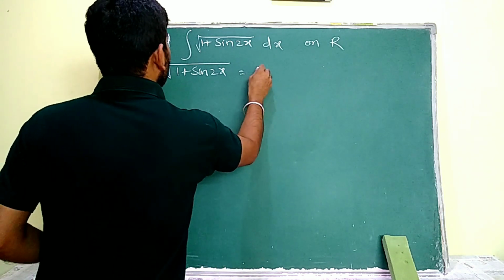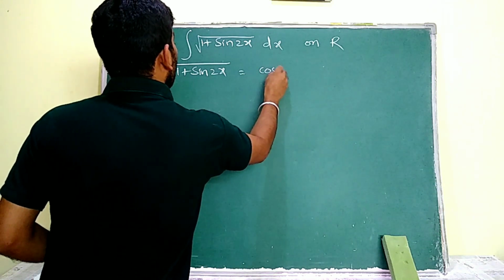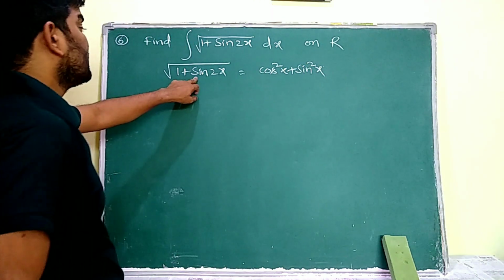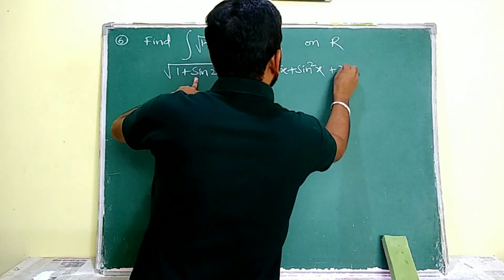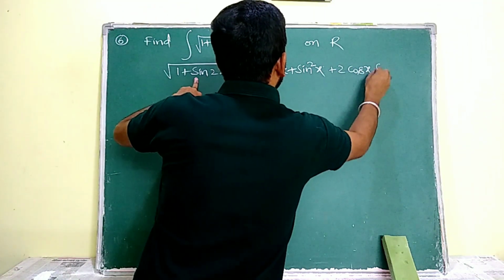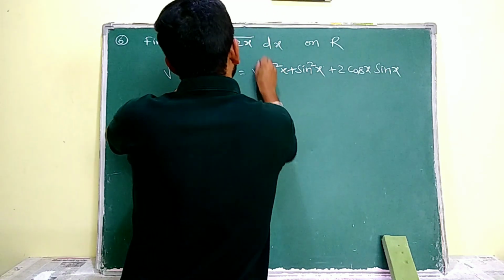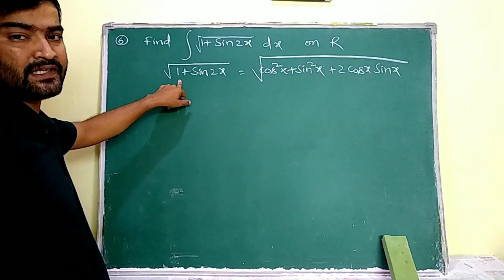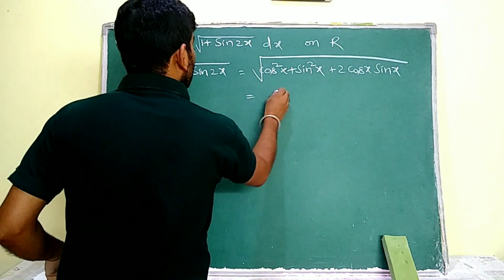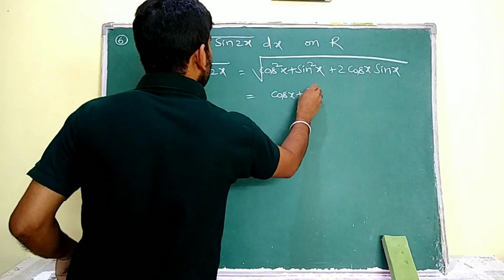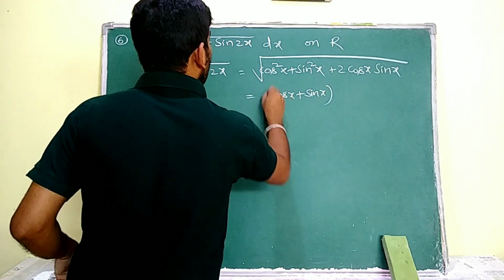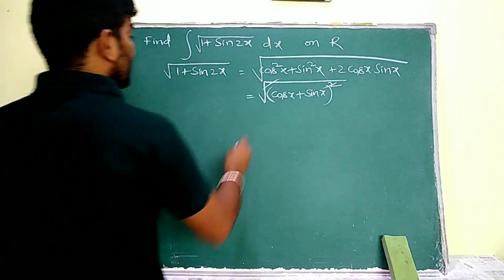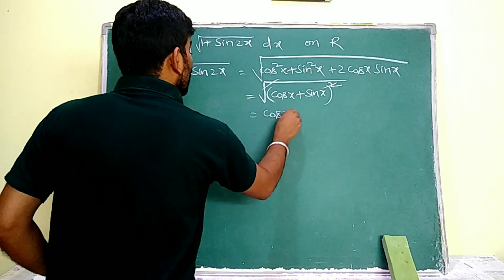See, I am going to write 1 as cos square x plus sin square x. And we know that sin 2x means 2 cos x into sin x. Understand? It is root over. Why I am writing cos square x plus sin square x in the place of 1 means it is an identity. Now see, to write this entire value, this is cos x plus sin x whole square under root. Now this is going to be cancelled. Then here its value is cos x plus sin x.